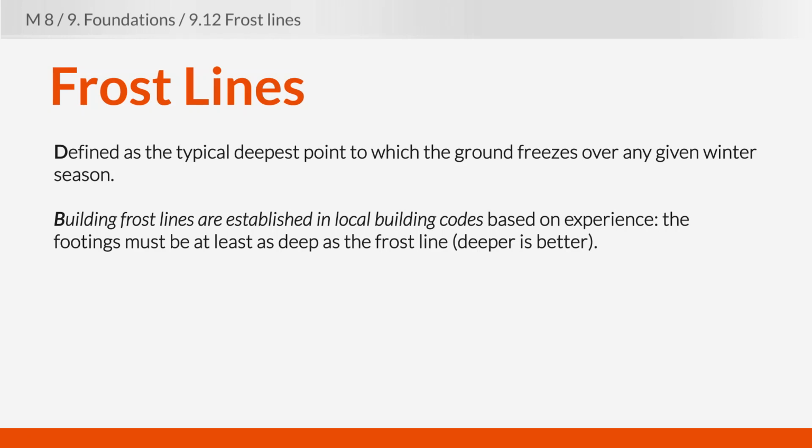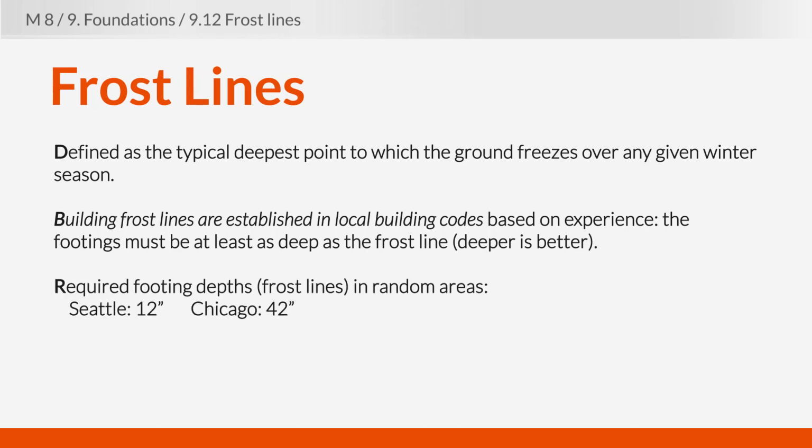Just as an example, here are the required footing depths in different parts of the country based on the accepted frost lines. In Seattle, you only have to go down 12 inches. In Chicago, you have to go down 3.5 feet minimum. In Fargo, North Dakota, you have to go down at least 54 inches. If you want to know what the frost lines are in your area, simply check with one or more of your local building departments.